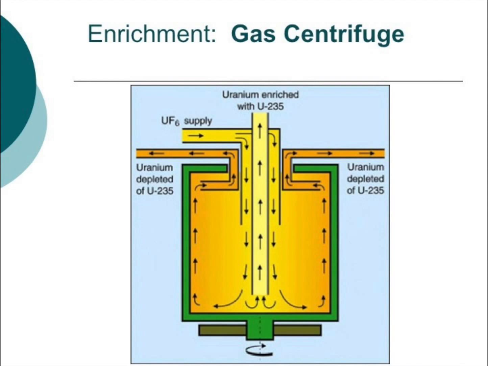Another method that can be used to enrich uranium, that is, produce a higher U-235 concentration, is called the gas centrifuge. In this case, we take uranium which has been made into a gas, put it inside a centrifuge, and spin the centrifuge. The heavier U-238 goes to the outside, the less massive U-235 goes to the center. We pull off the U-235 from the center, and we get a more enriched gas coming off the center. So that's gas centrifuge, another way to enrich uranium.